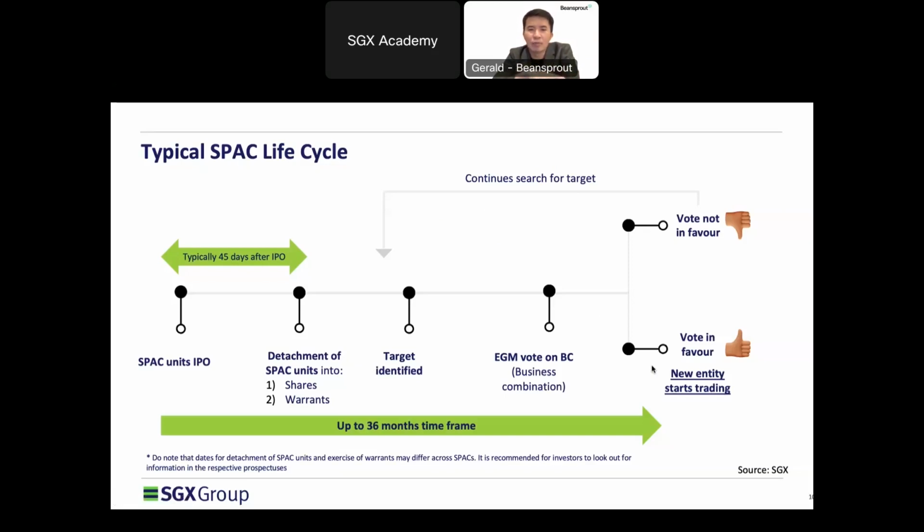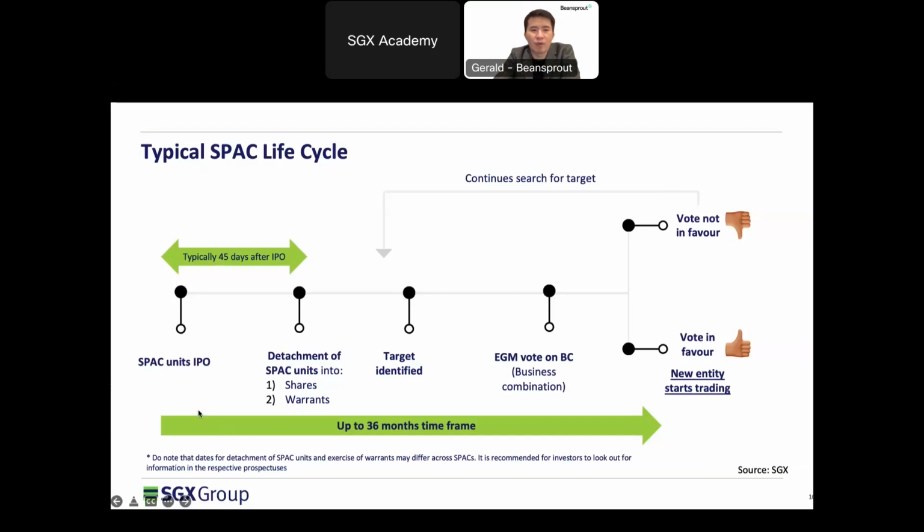The new entity, which is a combination of the SPAC and the target company, will start trading. But if the shareholders vote not in favor, then the sponsors will have to go back to look for another target. So in a nutshell, this is the life cycle that a typical SPAC goes through.